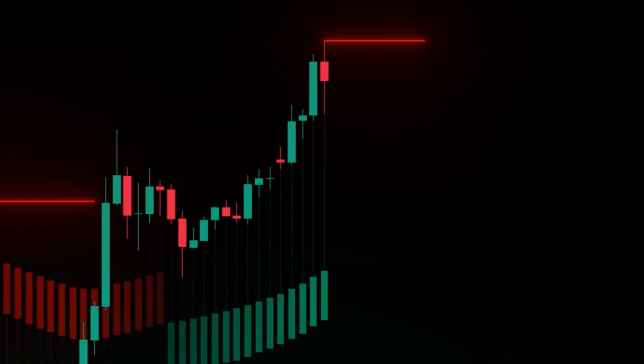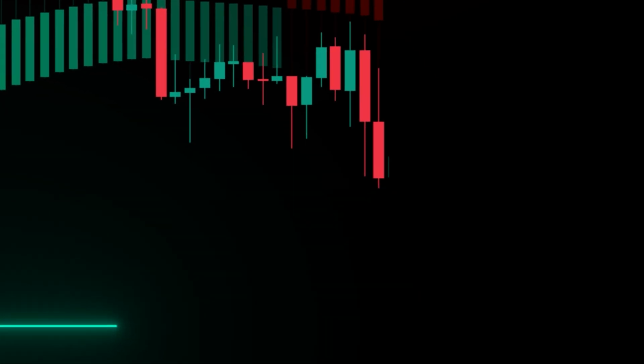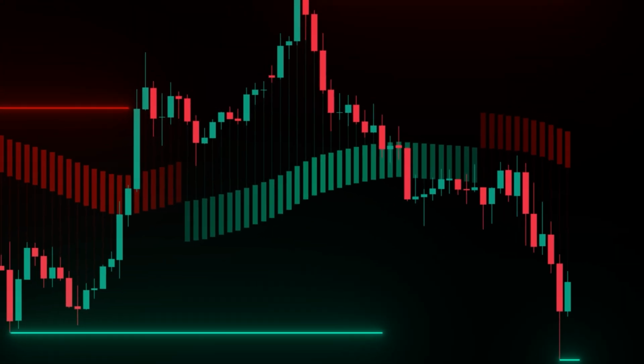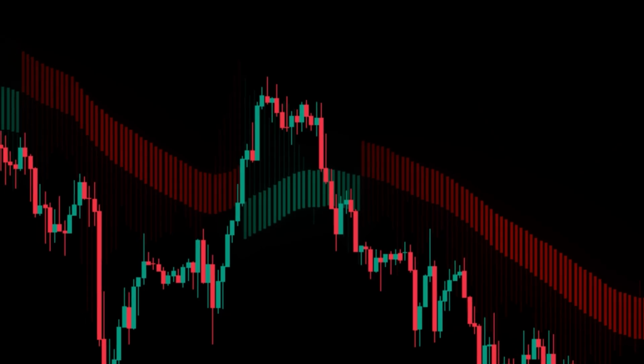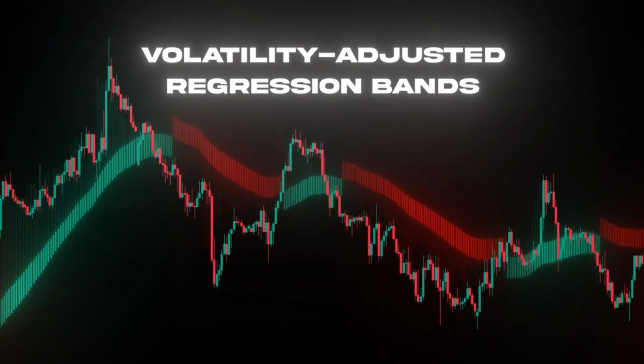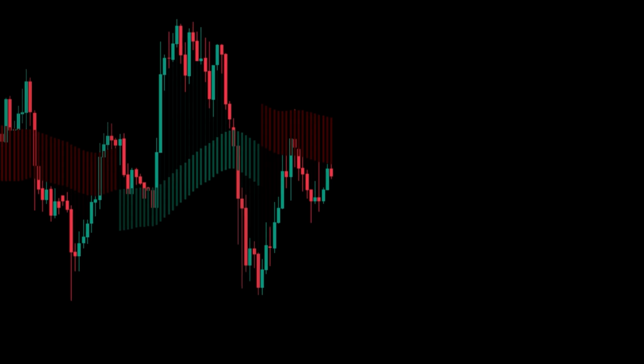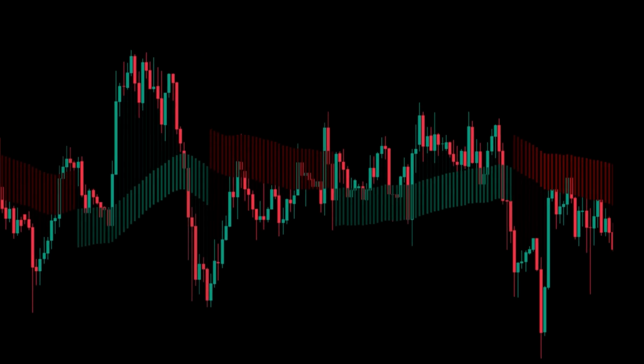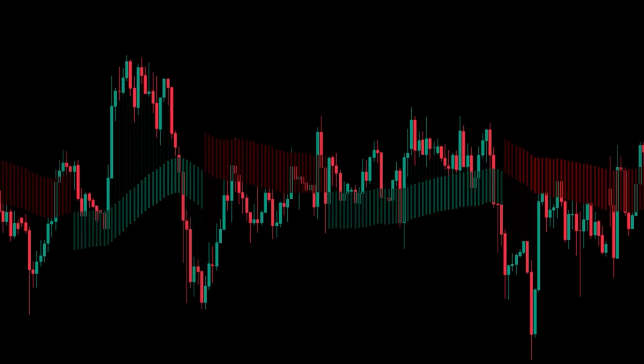When momentum begins weakening after an extended move, the indicator records liquidity levels at important swing points. These become future liquidity targets. Finally, volatility-adjusted regression bands provide additional context. When price sweeps liquidity and then reclaims the regression value, the indicator can identify potential rebound conditions.